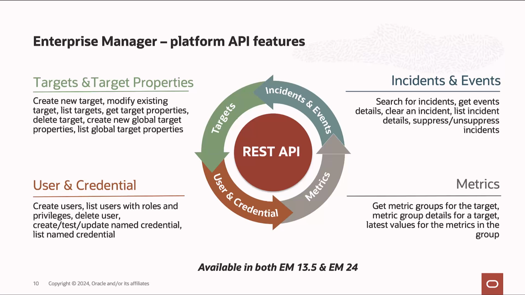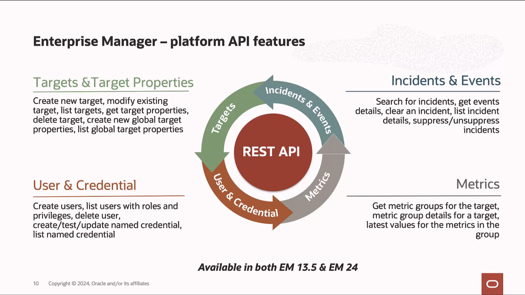Enterprise Manager platform area REST APIs are grouped in four different categories. 1. User and credential management. 2. Metrics. 3. Incident and events. 4. Target management. Under user and credential category, you will get REST APIs for creating the user and assigning the user with required roles and privileges, deleting the user from Enterprise Manager, listing all users in Enterprise Manager, creating new named credentials, listing named credentials.